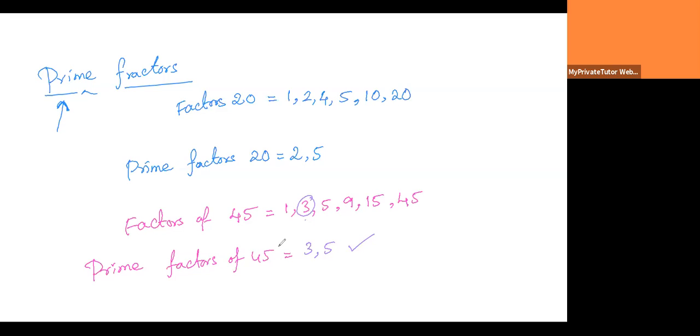Hope these prime factors are clear to you, because this helps us to find the cube root of numbers. Please ask me if you have any questions on prime factors. Happy to help you.